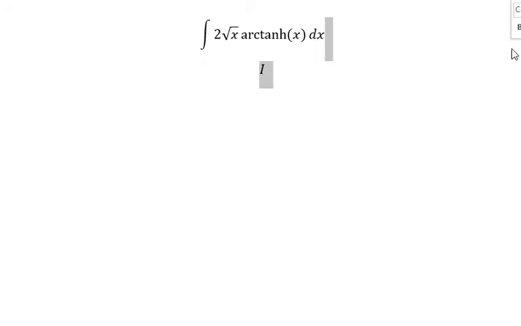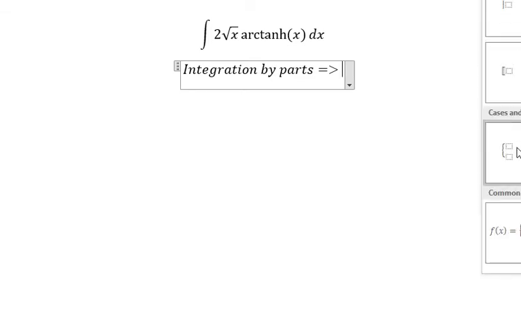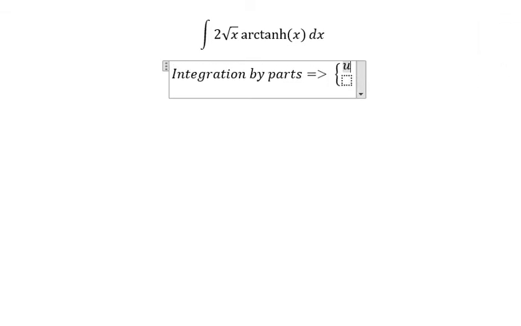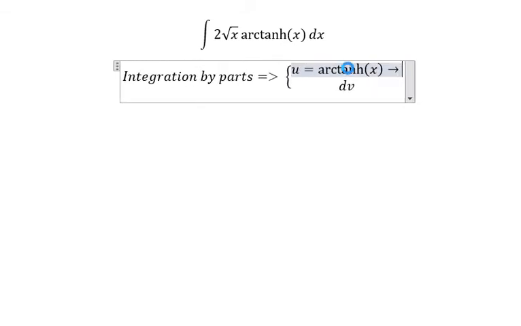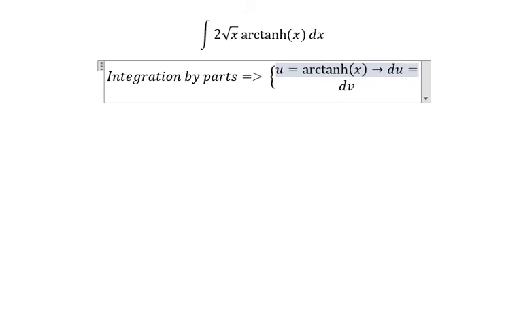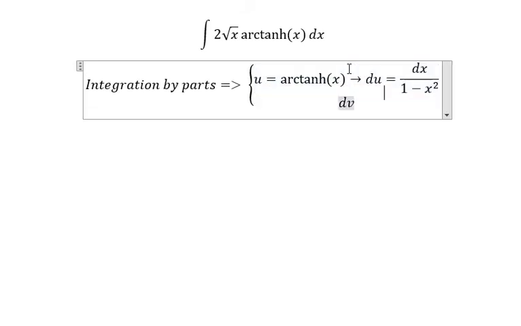We need to use integration by parts in here. So we got u and dv. u is arctanh s, so we got du equal to ds over 1 minus s squared. dv is 2 multiplied with the square root of s ds.